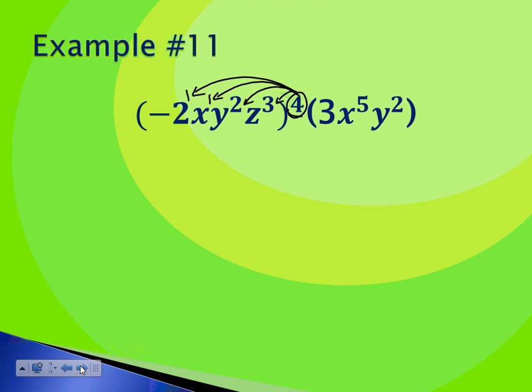Anybody want to offer me a final answer, and I'll give you a piece of candy if you get it? Oh, oh, oh. What's Caitlin got? Okay. Any others? Go, Austin. -24, x9, y10, and z12. Make sure you say it properly. X to the 9th, y to the 10th. That's just me being particular. Okay, got 2 for that.